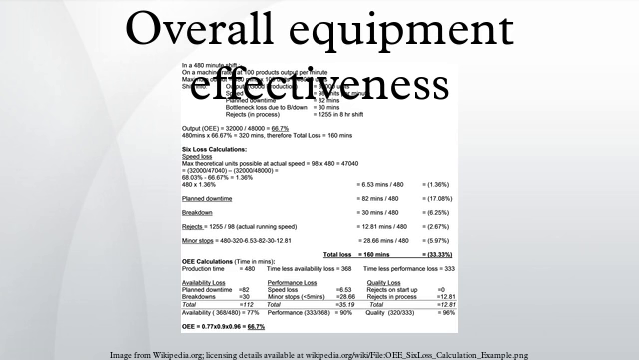Example: a given work center is scheduled to run for an 8-hour shift with a 30-minute scheduled break. Operating time equals 450 minutes, with 60 minutes of downtime, and run time equals 390 minutes. Calculation: availability equals uptime divided by available time. Availability equals 390 minutes divided by 450 minutes, or 86.6%.